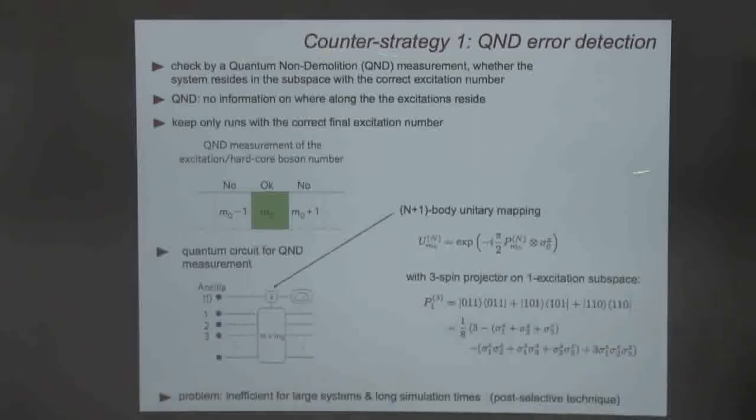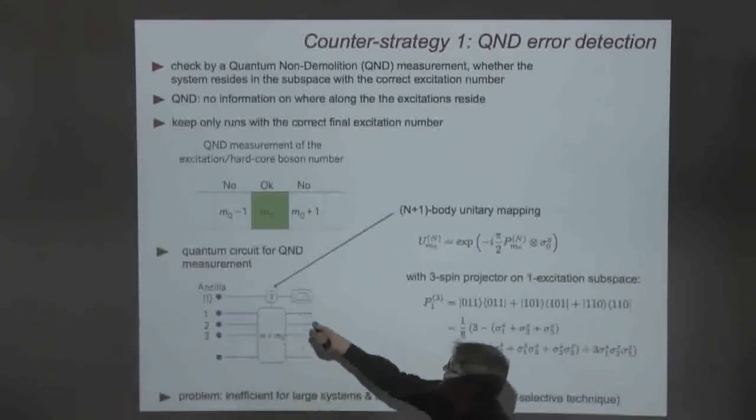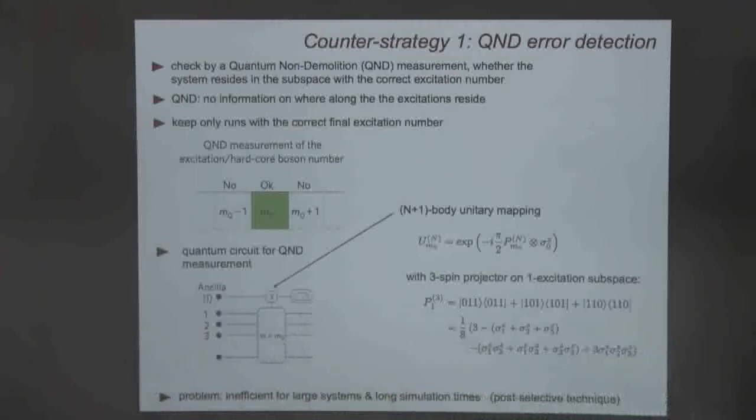And the simplest idea would be to ask our system at the end of our simulation sequence, is it still in the subspace of the initial excitation number? And this can be realized also in a digital way by realizing a QND measurement of the spin excitation number in our system. So the key point of this measurement is that we apply a unitary operation which maps the information whether in our system there is exactly the right number of spin excitations onto the states of an ancilla, but without asking, of course, where these individual excitations reside along the chain.